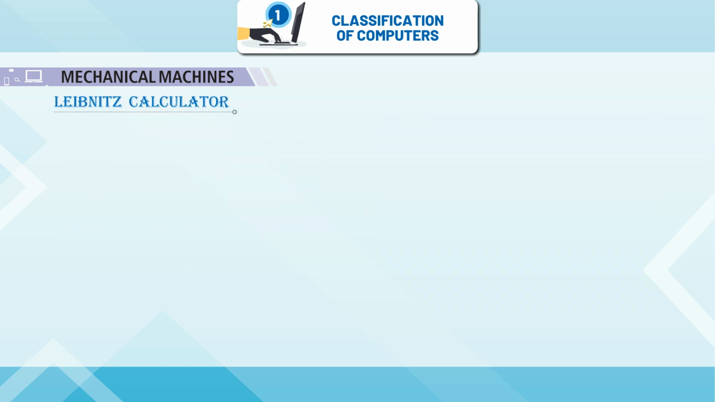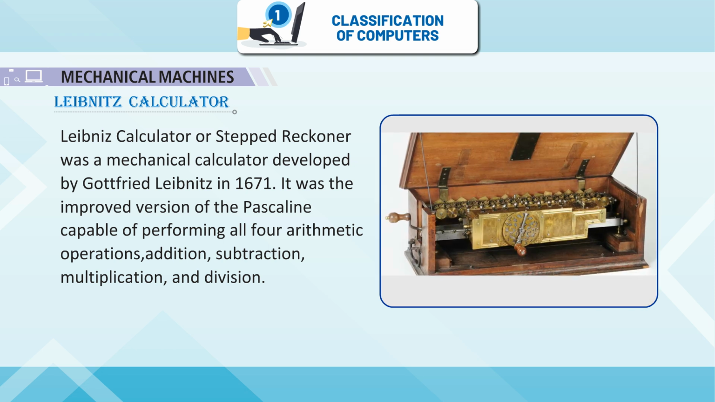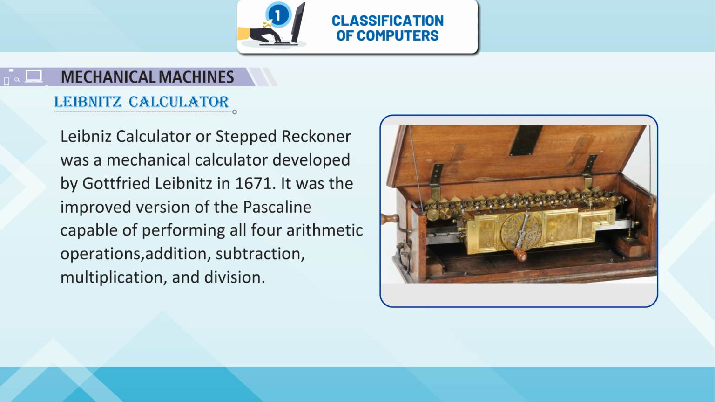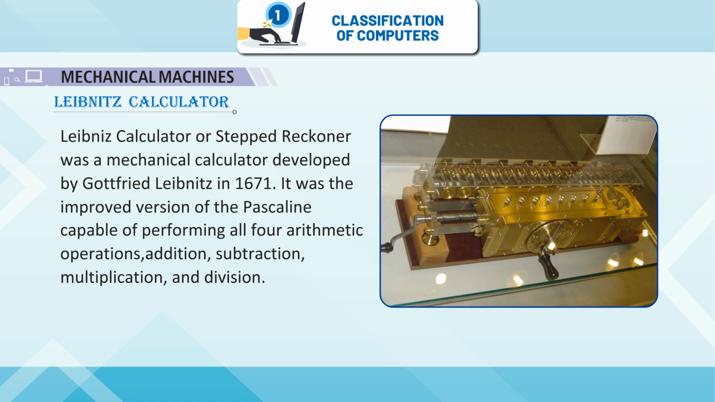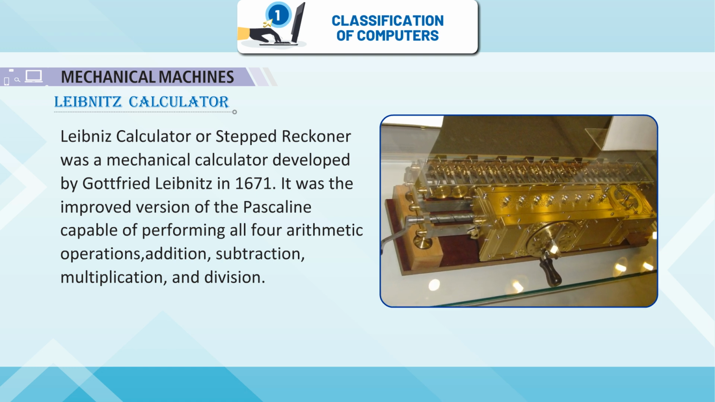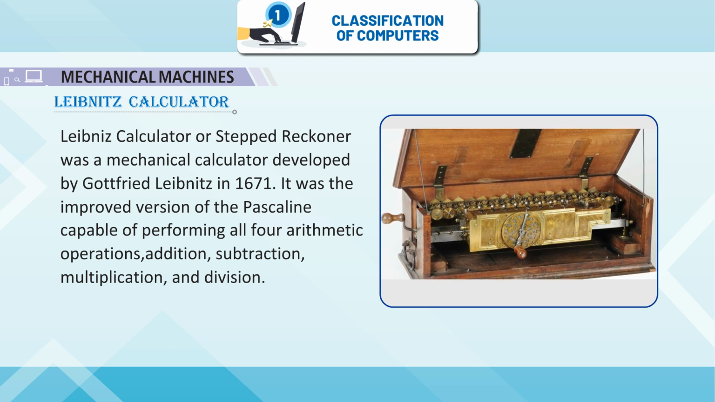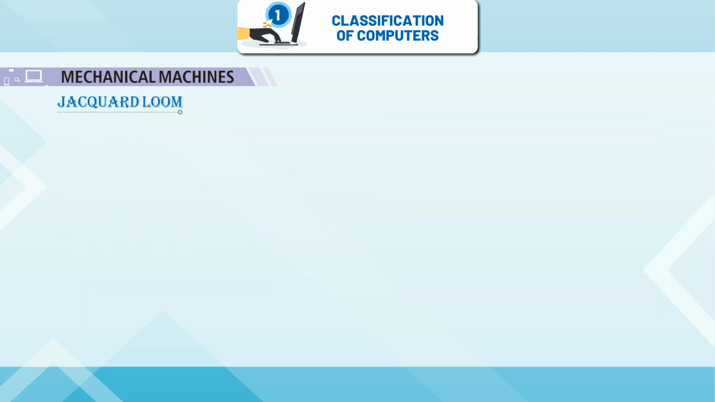Leibniz calculator. The Leibniz calculator, or stepped reckoner, was a mechanical calculator developed by Gottfried Leibniz in 1671. It was the improved version of the Pascaline, capable of performing all four arithmetic operations: addition, subtraction, multiplication, and division.